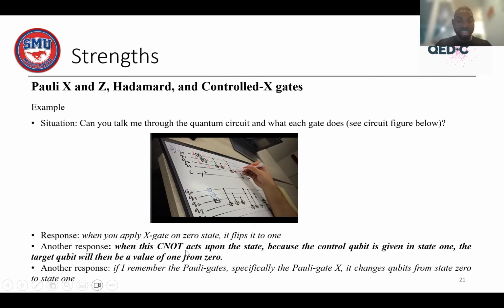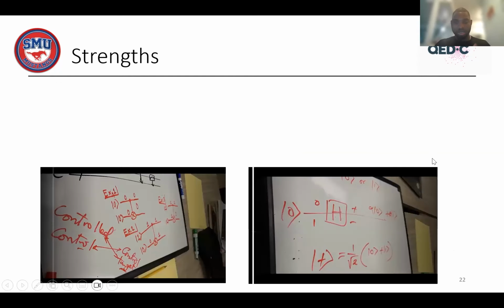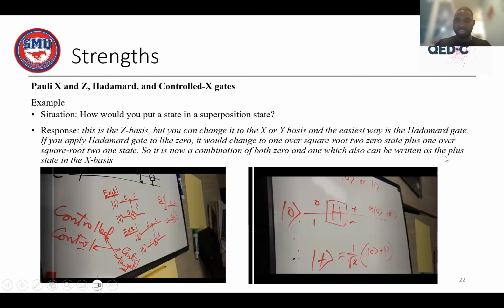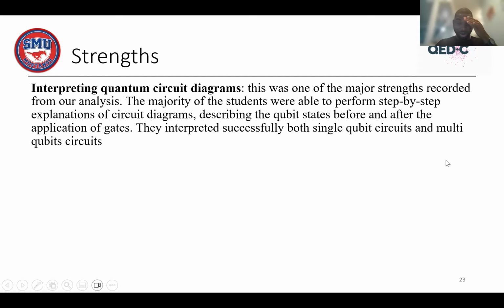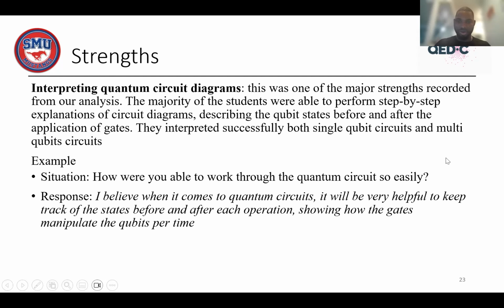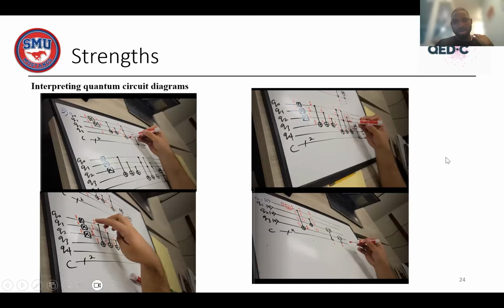It says that when this CNOT acts upon the state, because the control qubit is given in state 1, the target qubit will then be a value of 1 from 0, right? Now that's a good one. But the challenge there that we noticed was that they had understanding of that. These are some of the strengths also, like I said, because of our time, I won't go over that. That was why I did a quick summary of the table over there. This is a student going through a step-by-step explanation of what happens across the quantum circuit.